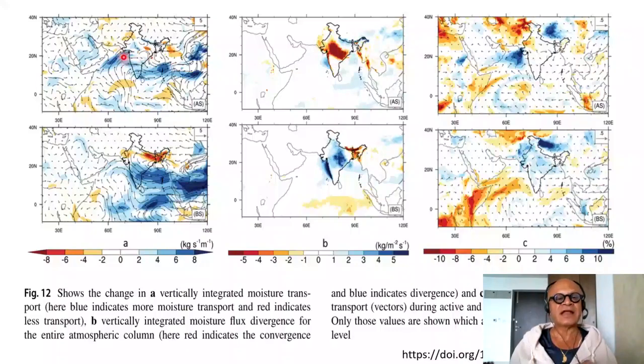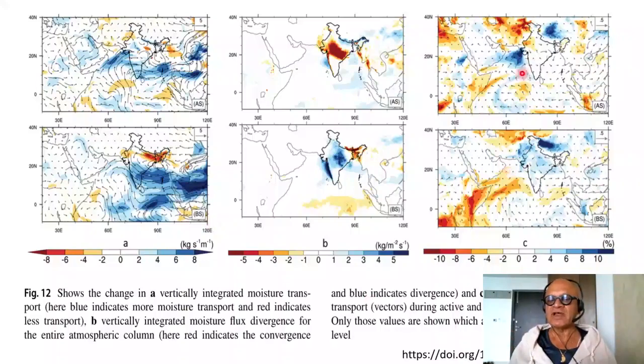So this is for active and this is for break. So keep that in mind. Same here, active and break, so increased convergence, reduced convergence or divergence during the break period. This is comparing the latter 2 decades, 2000 to 2019 minus 1980 to 1999, composites of active and break periods. Okay, so lots of information, but just make sure you follow.